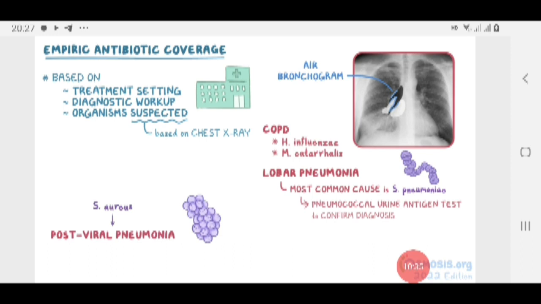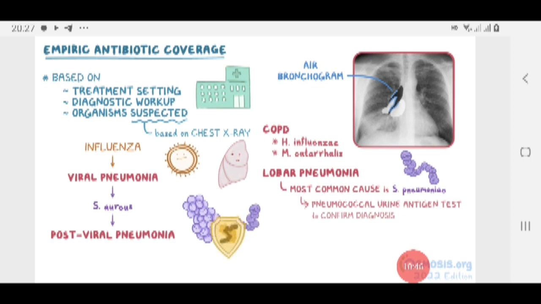That's where an individual with viral pneumonia, like from influenza, will be on the mend, and then will suddenly get sicker. That's because the virus damages the epithelial lining of the lungs and makes a bacterial superinfection with Staphylococcus aureus or Streptococcus pneumoniae much more likely.